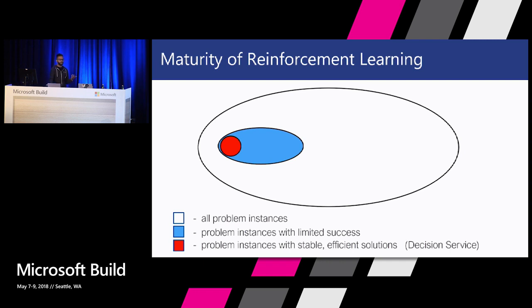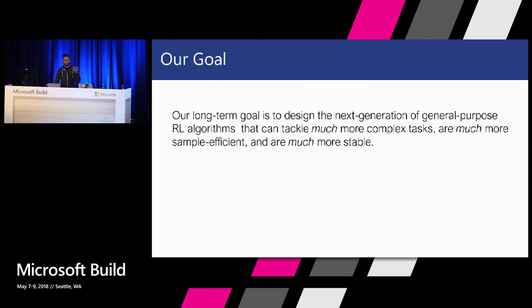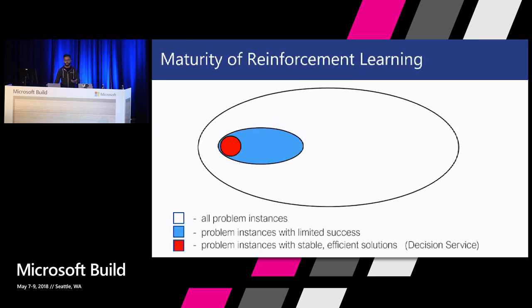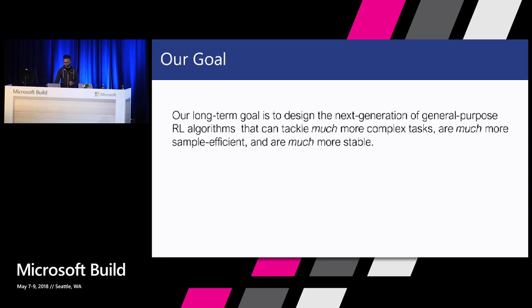If we could solve these problems, our long-term goal at Microsoft Research Montreal at least, is to build a general purpose RL algorithm that can tackle much more complex tasks, is much more sample efficient, and is much more stable. And if we can solve these problems, then we can hopefully take that red circle and really try to expand it as much as possible.